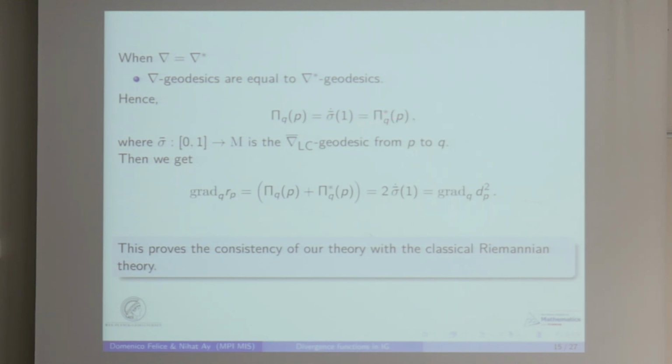So if we replace this expression into the relation that we get from the previous theorem, we have that the gradient of that pseudo square distance, that is pi plus pi star, is 2 times the Levi-Civita velocity vector. That is the gradient of the square Riemannian distance. Now these 2 functions coincide. So this proves that our theory is consistent with the classical Riemannian theory.